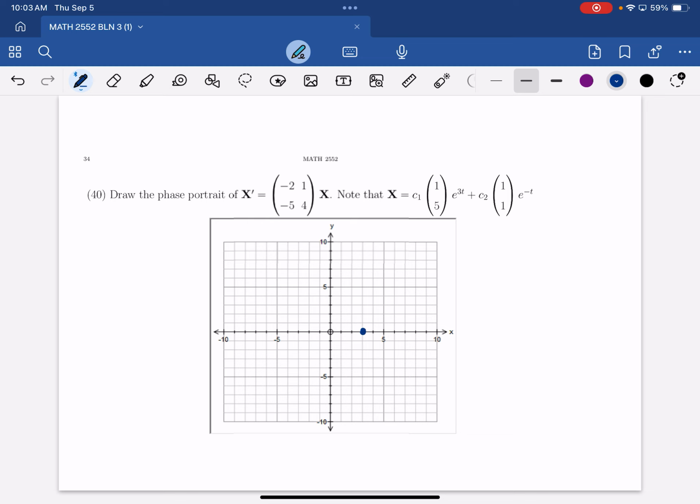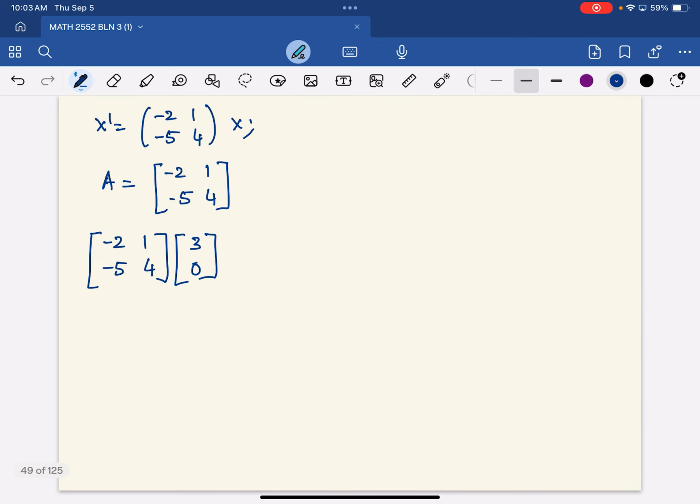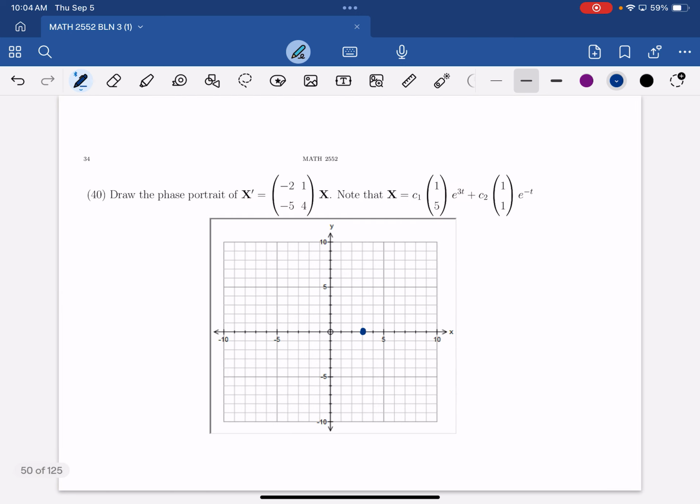Let's say my position vector is (3, 0). What is happening to me? Where am I traveling? That's the next question. If I'm standing here, I'm really evaluating A x, so this is going to be (negative 6, negative 15). Do you agree with me on that? So A x is x prime. That means if I'm standing at (3, 0), I'm being pushed in the direction of (negative 6, negative 15), to the left and toward the bottom. Do you agree with me on that? Yes?